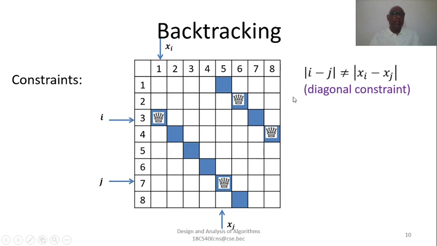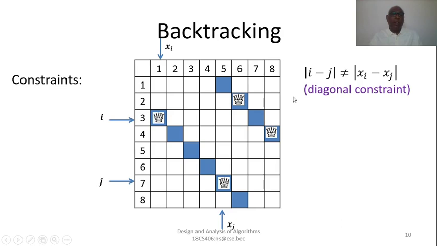Let's see the more typical diagonal characteristic, because no two queens should be in the same diagonal if they are not to be under attack. How to identify that the two queens are in the same diagonal or not? The idea is very simple.